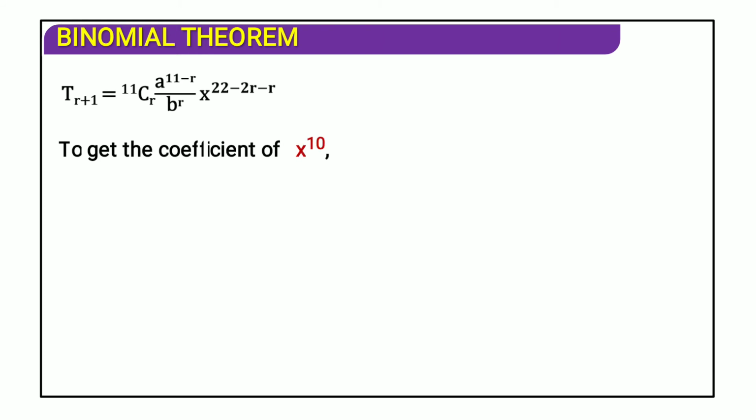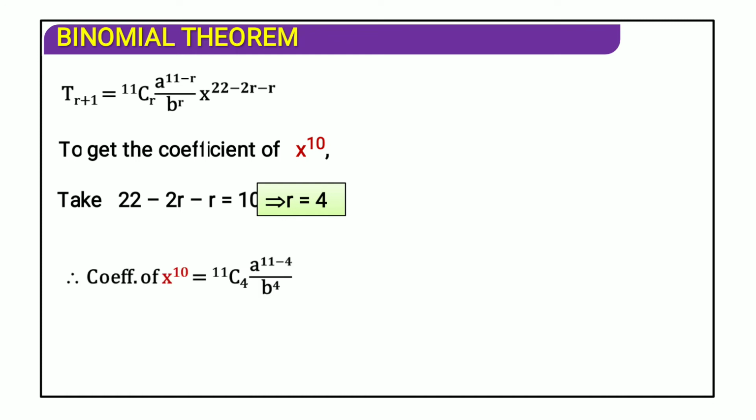To get the coefficient of x to the power 10, put this whole exponent equal to 10. After putting this whole thing equal to 10, we are getting r to be 4. The value of r is 4. But this is not the answer. We need to calculate the relationship between a and b.